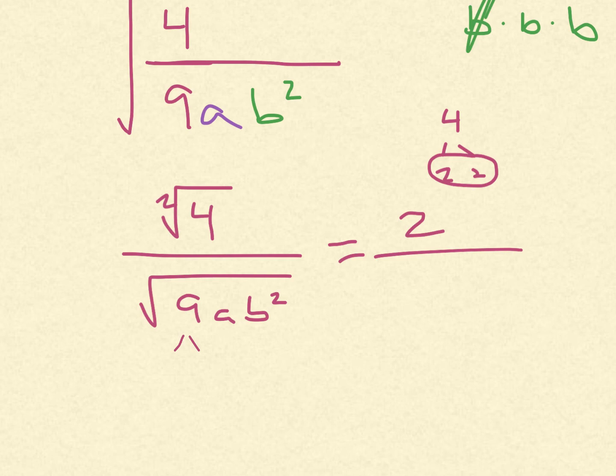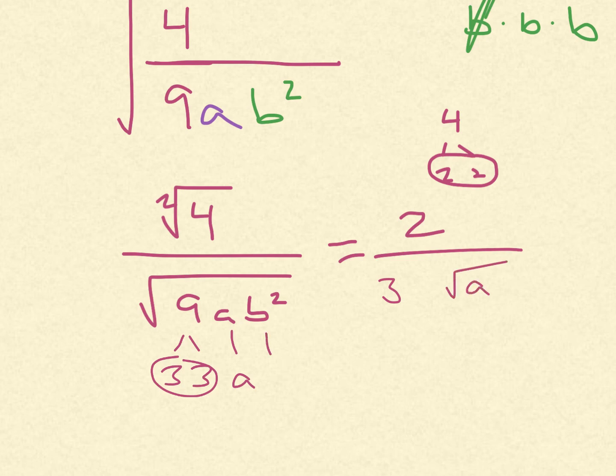What are our factors of 9? 3 and 3. We're circling groups of how many here? Groups of 2. So what comes to the outside? A 3. And then how many a's do we have? 1. So do we have any a's that we can circle? No. So what do we do with that a? It stays on the inside.